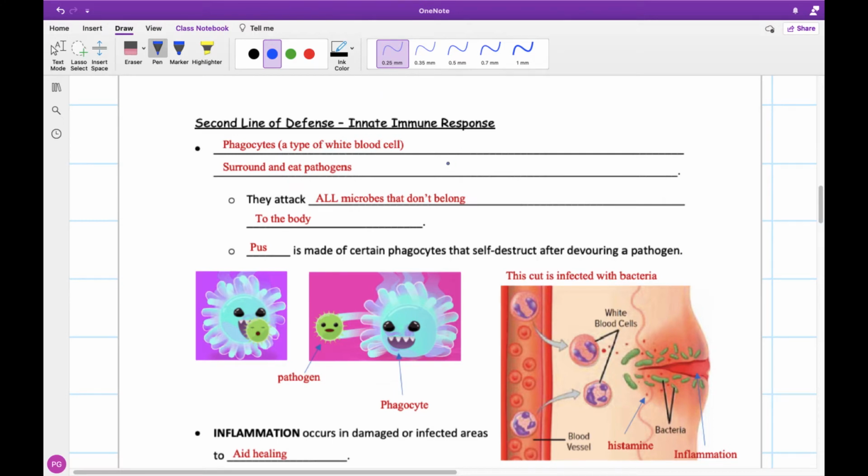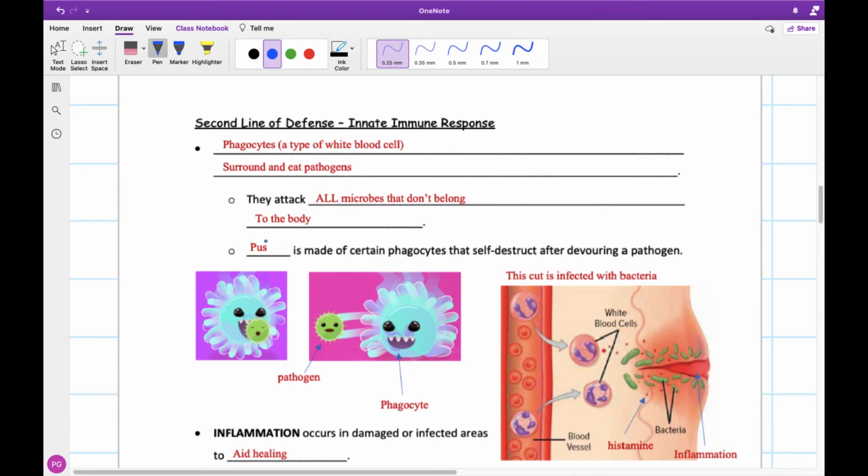Now we're getting into things that specifically target pathogens. And the biggest thing that we have in our fight against pathogens are called phagocytes, which is a type of white blood cell. And white blood cells are all the types of blood cells that usually help with our immune system. And a phagocyte surrounds and eats pathogens. And they attack all microbes that don't belong to the body. So they don't discriminate. Anything that they think shouldn't be there, they attack.